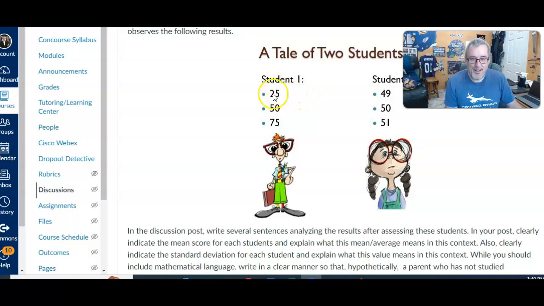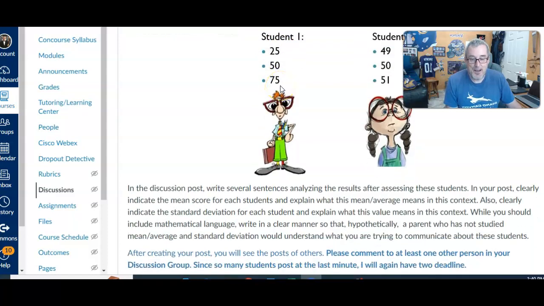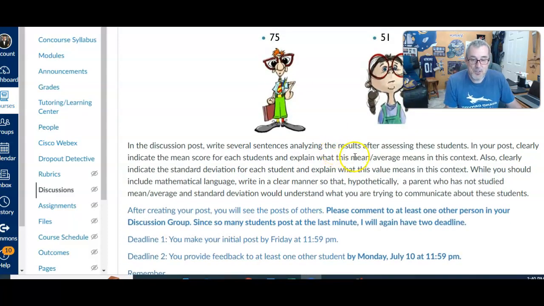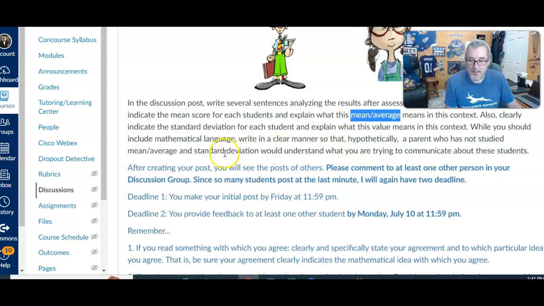For student one, the data is more spread out, moving from a 25 to a 75. For student two, the data is more clustered, or consistent, around 50. So 49, 50, 51: just 1 point separates versus 25 points separating. To measure these things statistically, we have in this case two statistics: the mean, or average, same thing, and the standard deviation. Let's take a look at those two and make sure they're being interpreted properly.